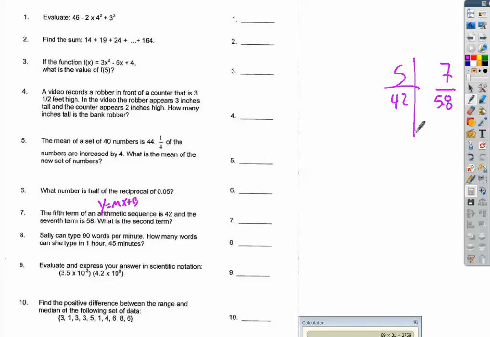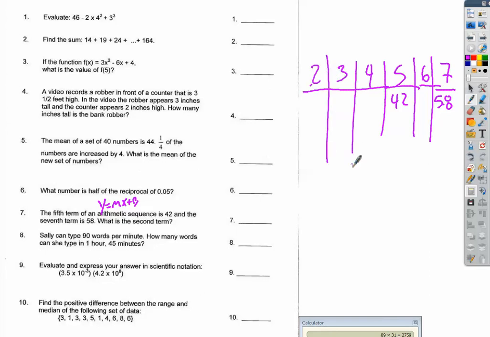So essentially, I'm making a table here, right? And we need to figure the 2nd term. So if I go from 42 to 58, that's the difference of? 16. So what's half of 16? 8. So I know that this is going to be 50, and I can work backwards. So what's going to go here? 34. Or wait, no, 30. How about here? 26. How about here? 18. And so 18 is the answer. So arithmetic means linear, y equals mx plus b will work.